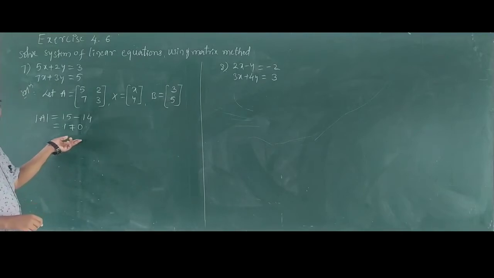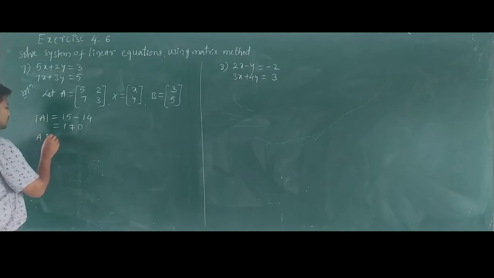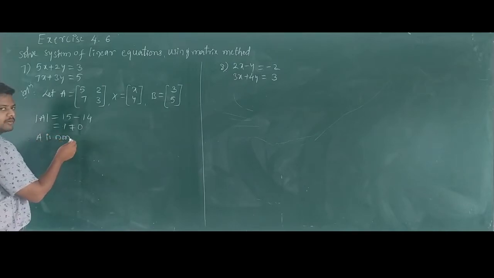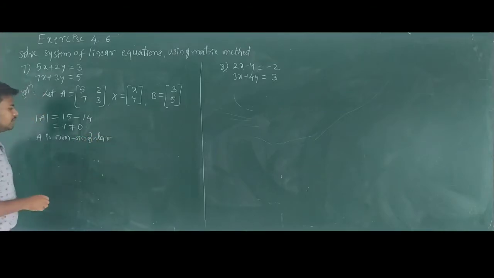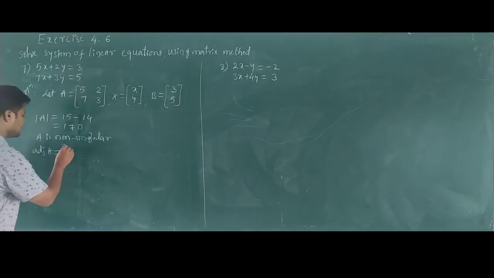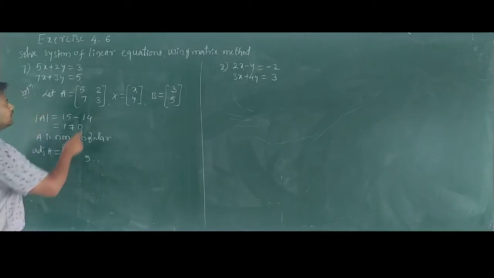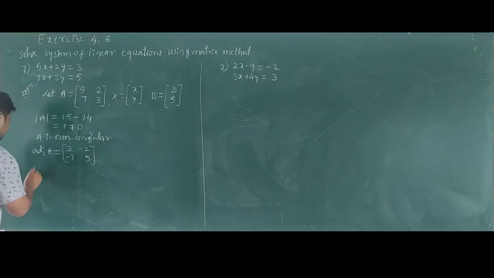For not equal to 0, A inverse exists. Therefore, A is not singular. Now we have to find the adjoint of A. For a 2 by 2 matrix, finding the adjoint of A is easy. Just interchange the diagonal elements: 3, 5. Next, change the sign of the non-diagonal elements: minus 2, minus 7.